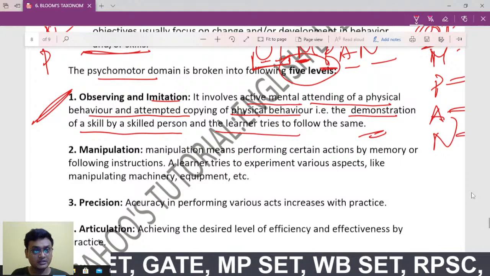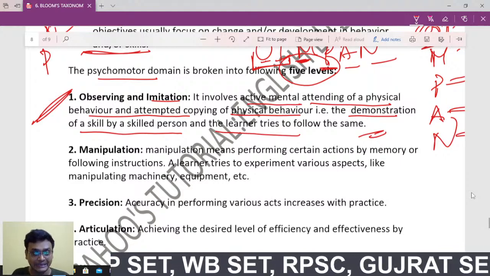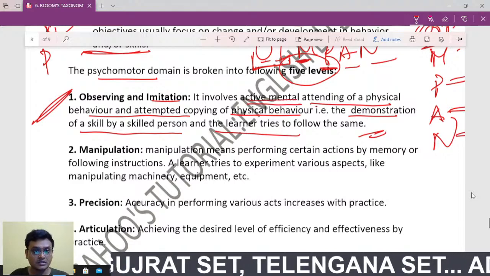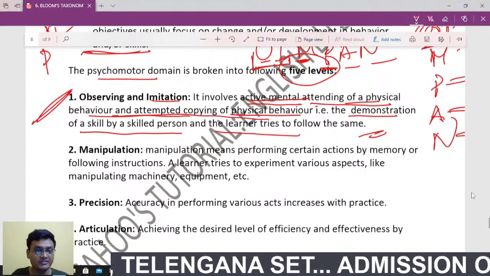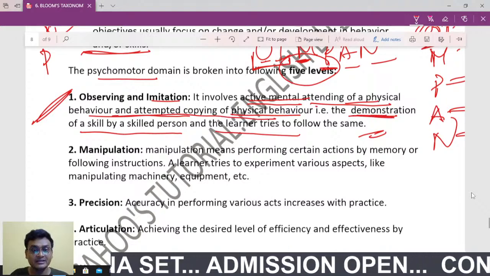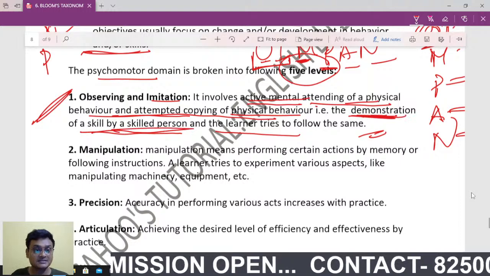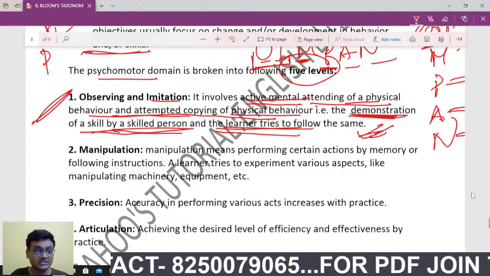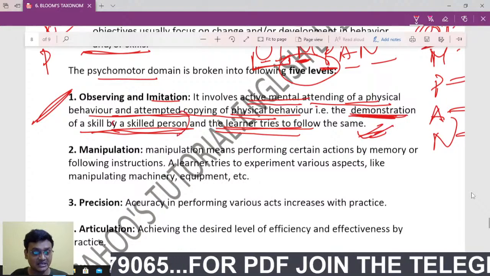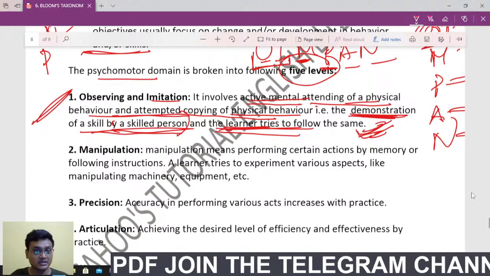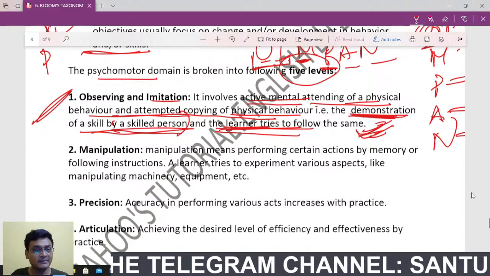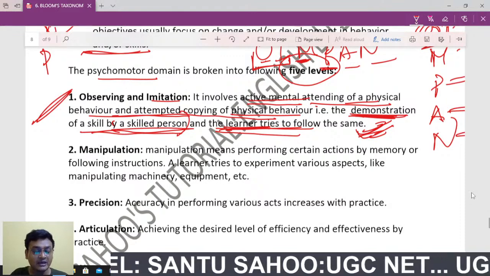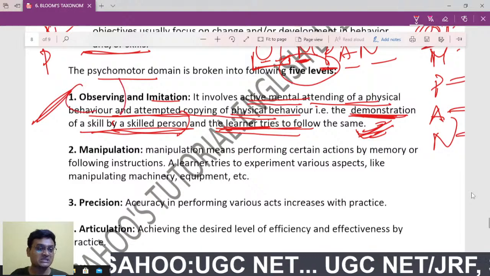The psychomotor domain involves what? Active mental attending of a physical behavior or attempted copying of physical behavior. That is the demonstration of a skill by a skilled person, and the learner tries to follow the same. क्या एक demonstration होता है, skilled person एक demonstration देता है, और जो learner क्या करता है, उसको follow करता है. Demonstration of a skill by a skilled person and the learner tries to follow it. That is observing and imitation. पहले तो observe करता है, उसके बाद imitate करता है.